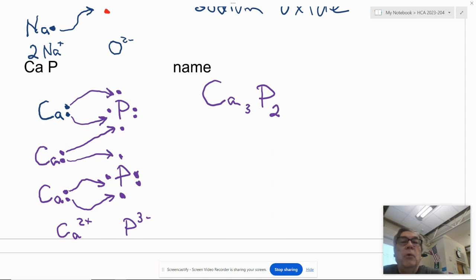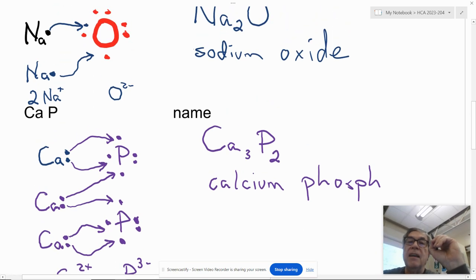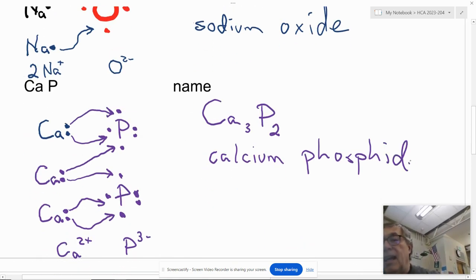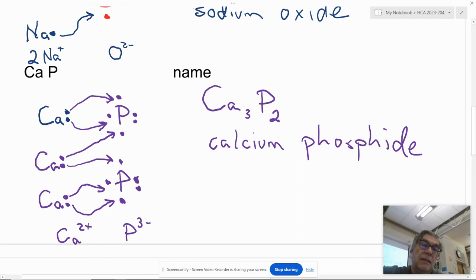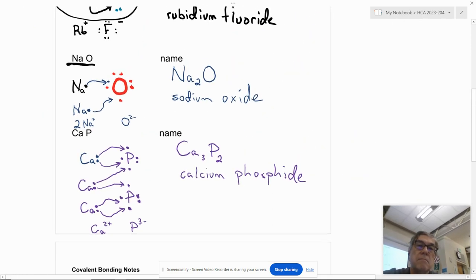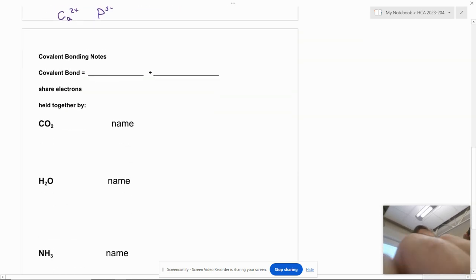Now, would you guess the name of this is pretty easy? We just write the cation and the anion. Calcium phos. What are you going to write after the P here? What was after the O up above? These are all going to end in IDE if they're monoatomic anions: calcium phosphide. So, turn the page. We're going to do these a little bit quicker.